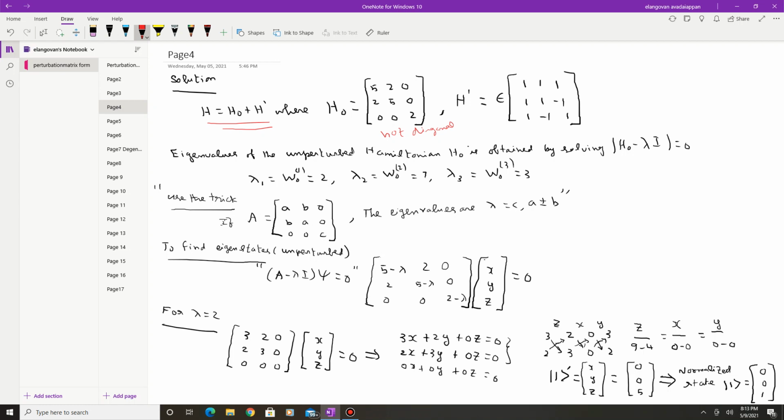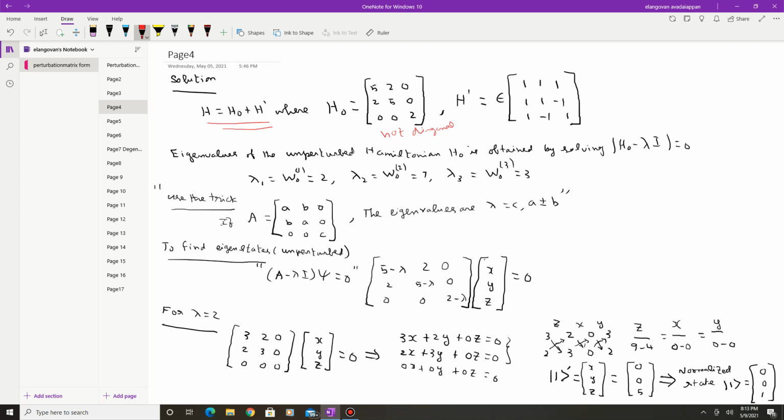So the h prime is epsilon with this factor. Usually the epsilon is very small. So h prime is very small when compared to h0. Therefore the epsilon must be very small. Now here you have to find the eigenvalues.